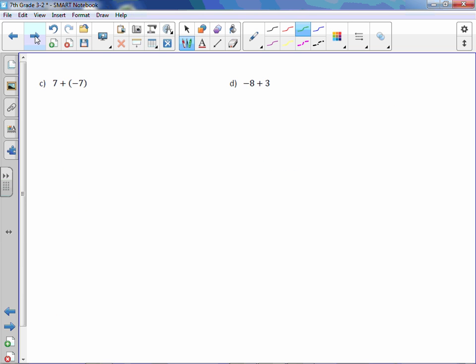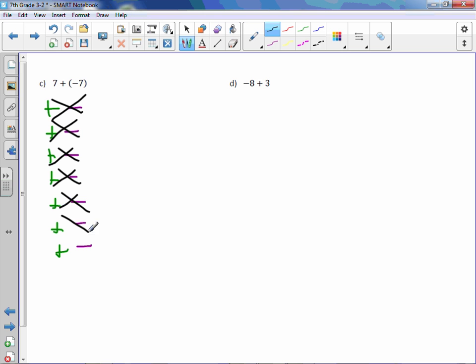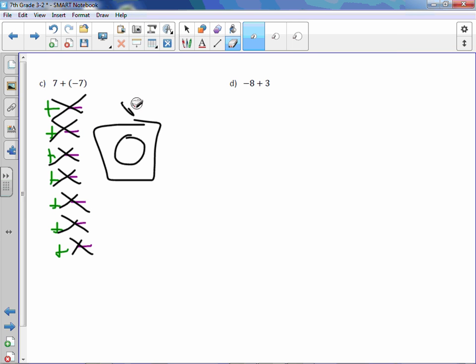Letter C, 7 plus negative 7. We have 7 positives and 7 negatives. Cross out your 0 pairs. And what's left? Nothing. Absolutely nothing is left. So we would say 0 is our answer.